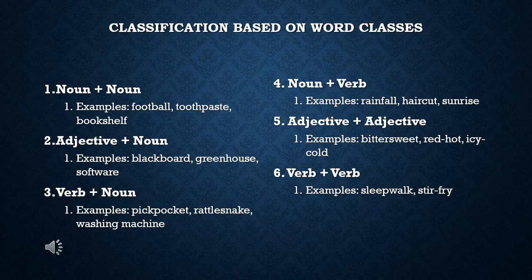At number five, we have adjective plus adjective. For example, bittersweet. Bitter and sweet are both adjectives and combined together, they create a very beautiful word called bittersweet. Then again, we have red hot, where red and hot both are adjectives, and icy cold. Here icy and cold both are adjectives and compounded together, they create the word icy cold. Lastly, at number six, we have verb plus verb. For example, sleep plus walk, sleepwalk, stir plus fry, stir fry.